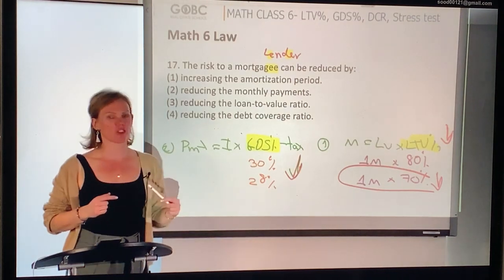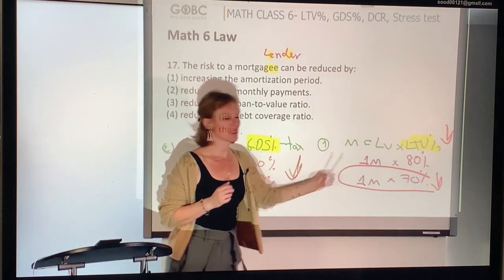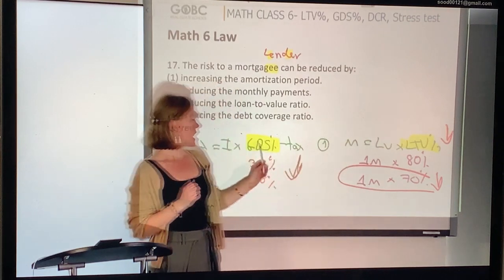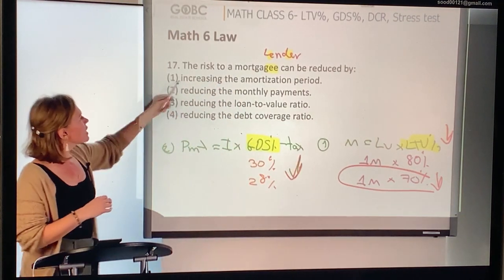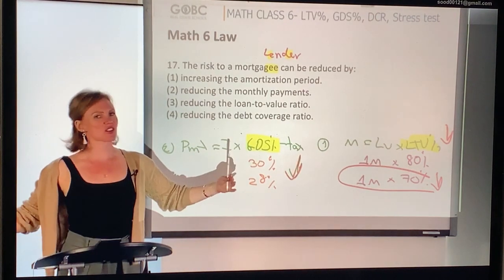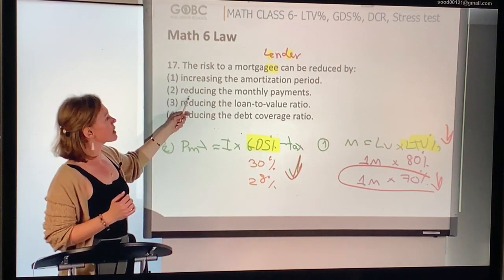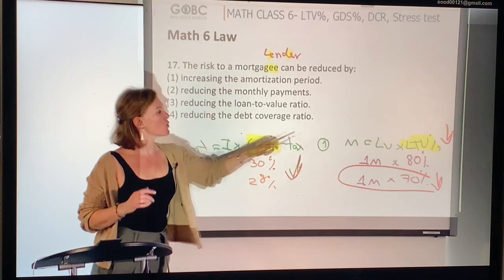So in order for him to be safer on the residential side, he wants to give everything lower: a lower loan to value ratio and a lower GDS. On the commercial side, DCR should be increased, but don't worry about that. Okay, let's see what we have in here. Increasing the amortization, that's not the security. Reducing the monthly payments, that's not what they're aiming for. They're aiming for those two things.